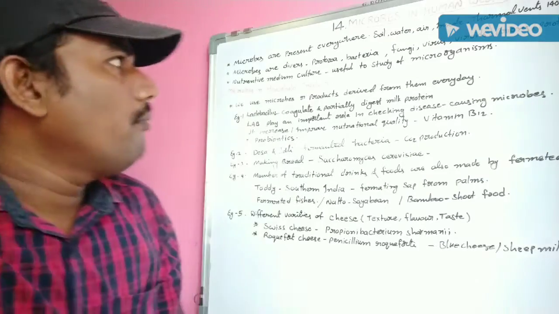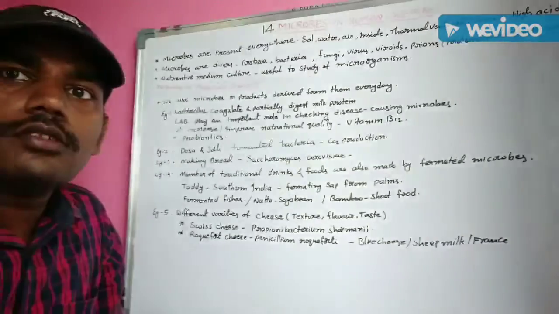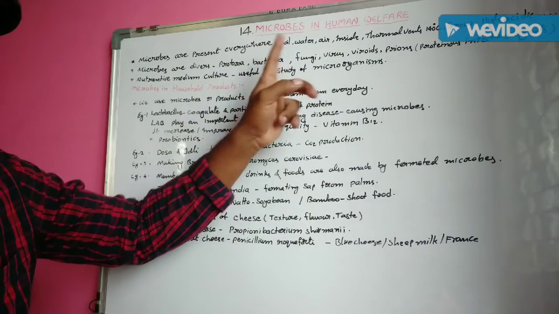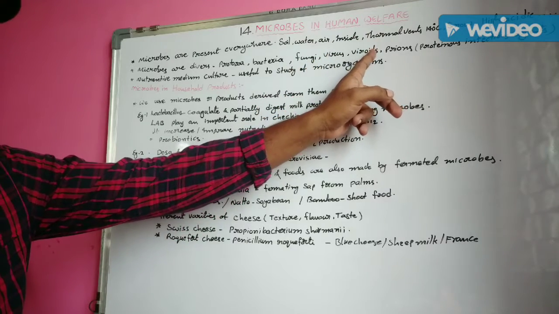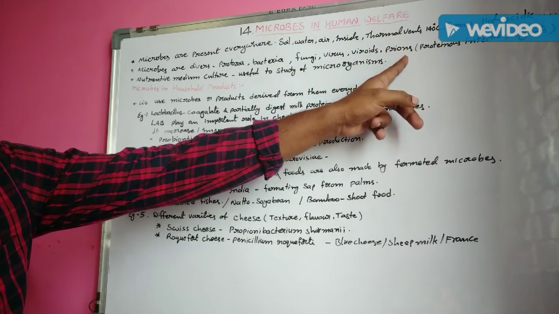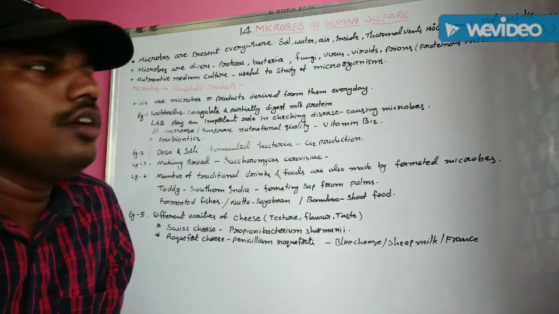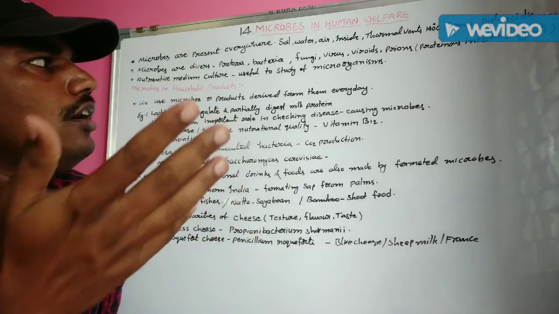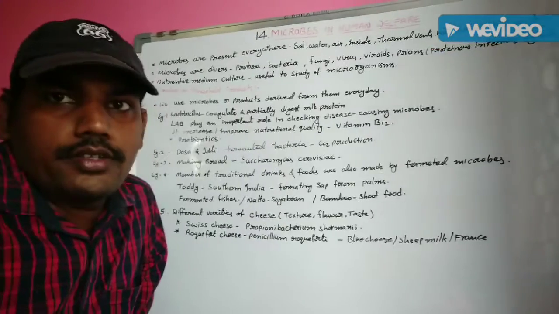The next one, microbes are protozoans, bacteria, fungi, viruses, viroids, and prions. You already know bacteria, protozoa, fungi, and viruses.